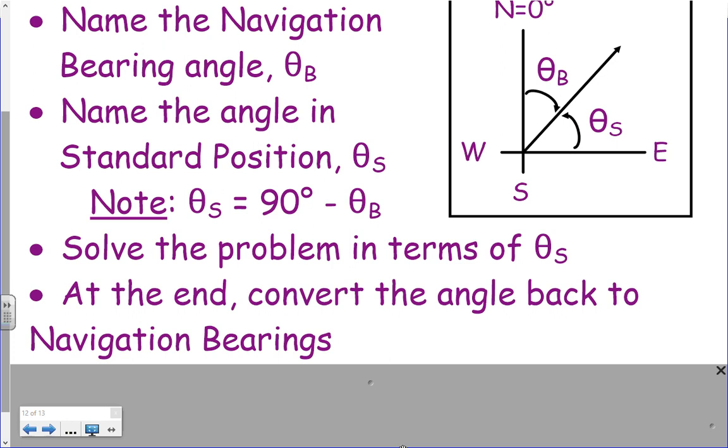Now, in general, I don't like the idea of doing a conversion to then convert back, but in this case I think it makes sense to do this because all of the work we've done has been with angles in standard position, and our trig functions work very nicely with angles in standard position.